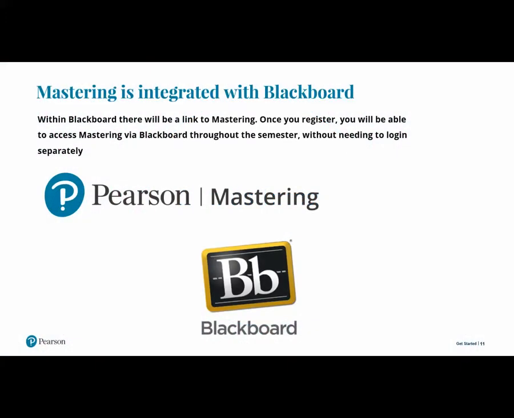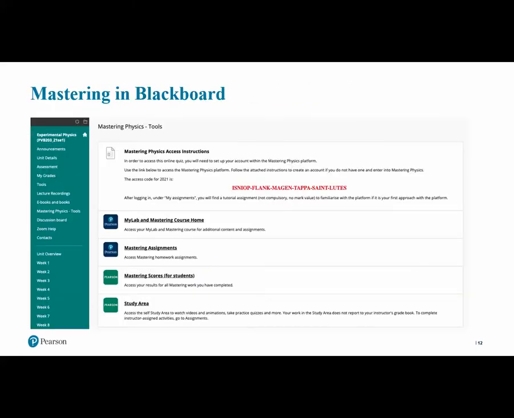So how do you access Mastering? For this course, we've integrated Mastering within Blackboard. So all you need to do to register and to access it throughout the semester is go to your course Blackboard site. It should look something like this. So on the left-hand navigation, you can see the Mastering Physics tool, and then you can go in, and first time when you register, you can use the MyLab and Mastering course home.